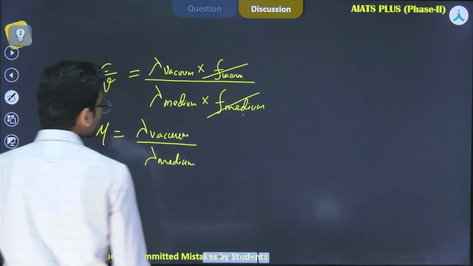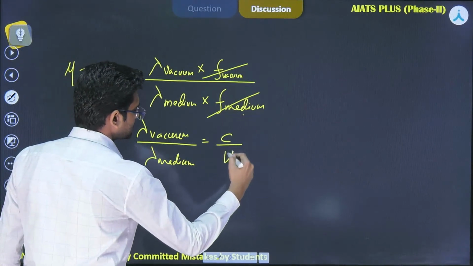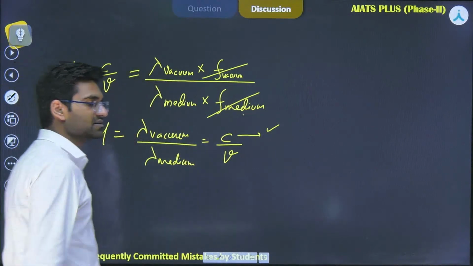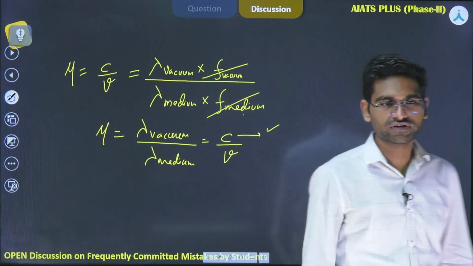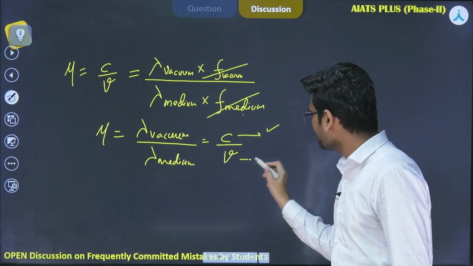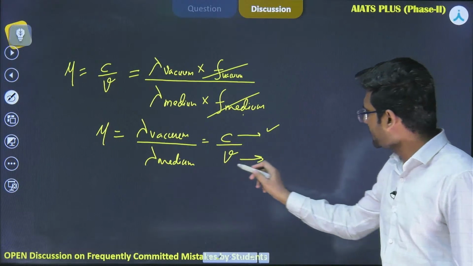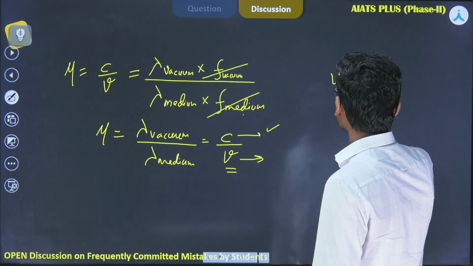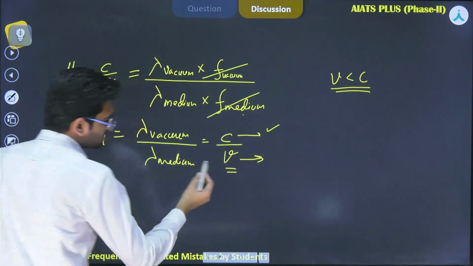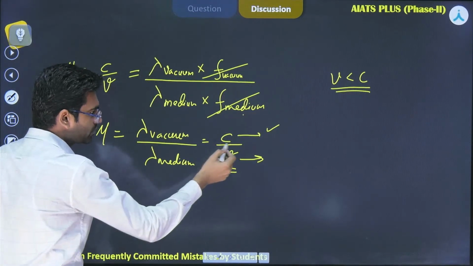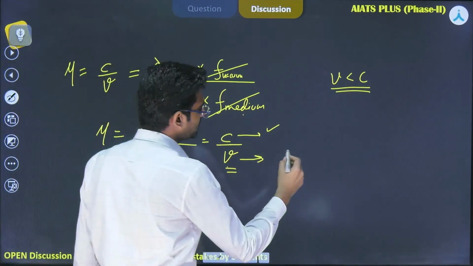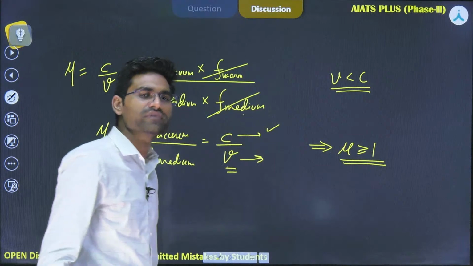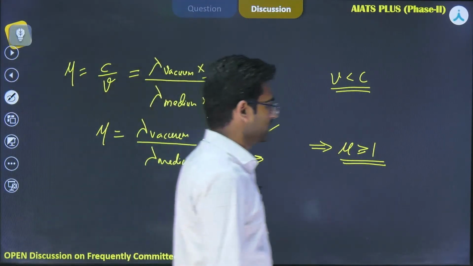Now, this is equal to C by V, and speed of light in vacuum is greatest, that is equal to 3 into 10 raised to power 8 meter per second. It will not be greater than that, right? So speed of light in any medium should be less than C. So V is less than C. If V is less than C, then the denominator is less than the numerator. Mu will always be greater than what? Greater than 1.